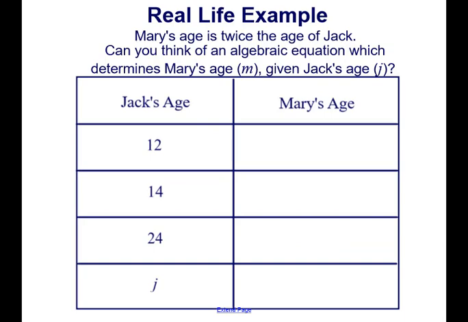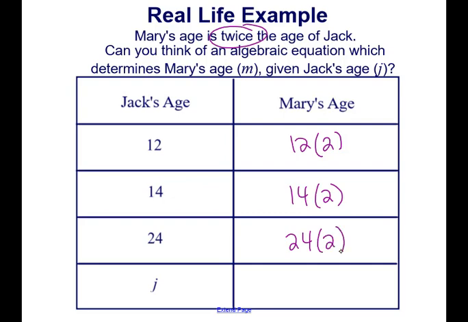So here is one last example of another real life situation. So we have Mary's age is twice the age of Jack. So now we're giving you Jack's age and we want to complete the table and think of an algebraic equation which can determine Mary's age M given Jack's age J. So if Mary's age is twice the age of Jack, you can think twice is multiplying by 2. You would do Jack's age of 12 times 2. You would do his age of 14 times 2. His age of 24 times 2 to get Mary's age.